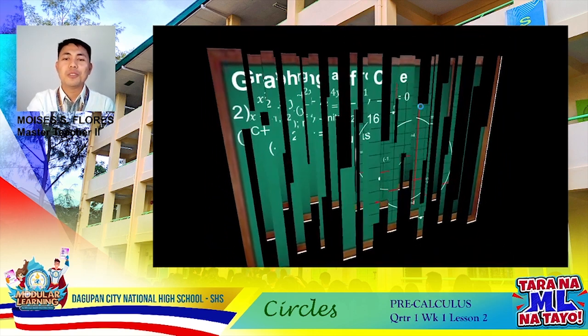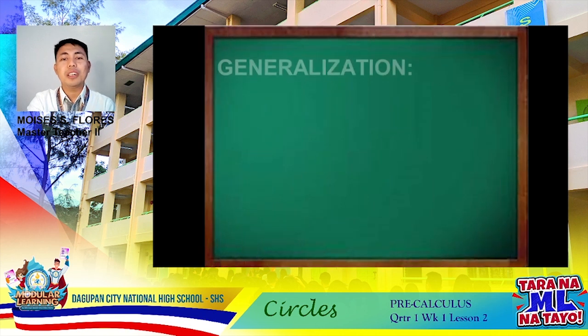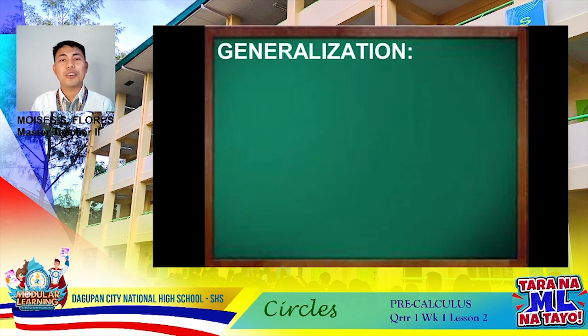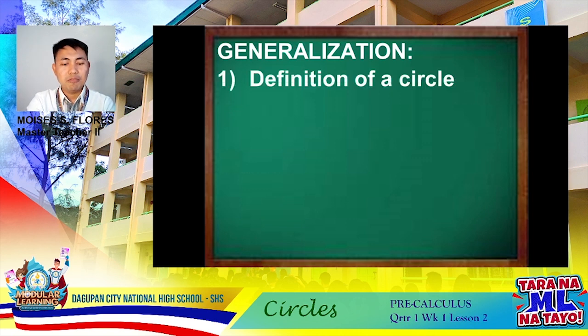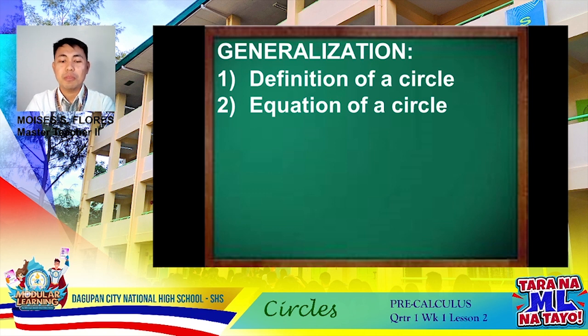Okay, so let's sum it up or generalize what we have discussed all about circles. Okay, so we have defined a circle. We all know that when you say circle, it's said to be the set of all points equidistant to a fixed point. Bear in mind that fixed point is called your center, and the equal distance from the center to all points along the circle is called your radius. We have also discussed the equations of circles, the standard form, and of course the general form.